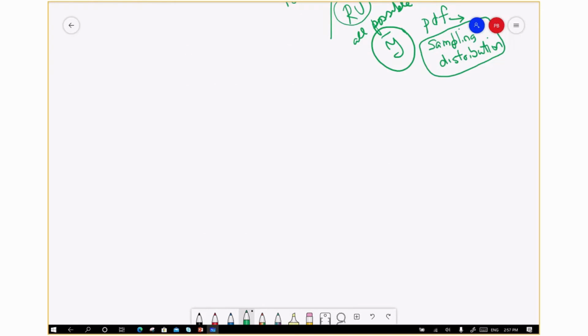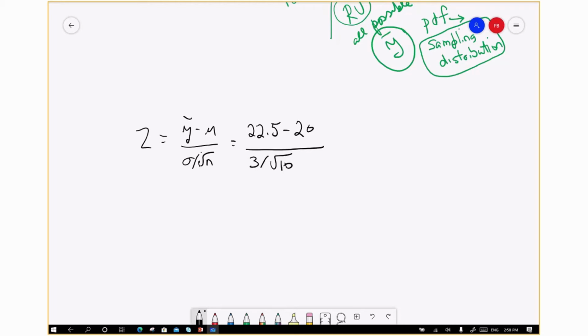So we pump those numbers in, and we get z. Z equals y bar minus mu over sigma divided by the square root of n, which is equal to 22.5, the observed mean, minus the null hypothesis, which is 20, divided by the standard error, the standard deviation of the set of all possible sample means. That's equal to the standard deviation of the original population, which was 3, divided by the square root of our sample size, 10, and that turns out to be a value of 2.63.